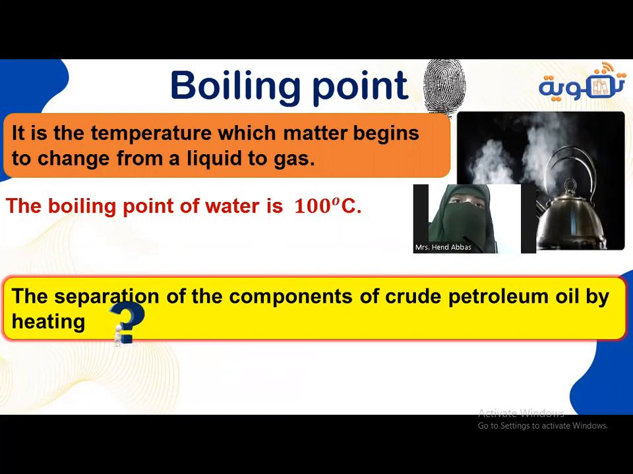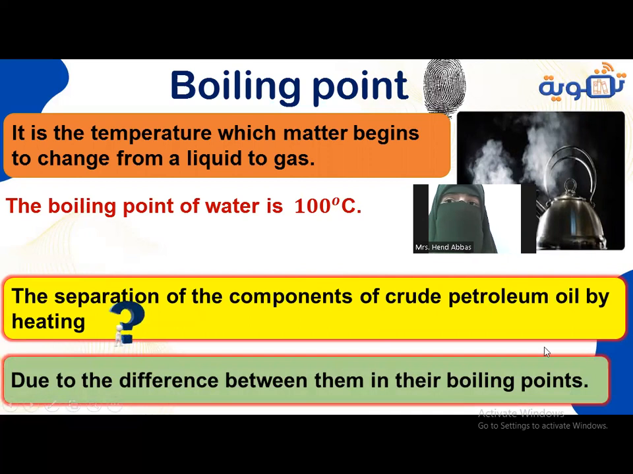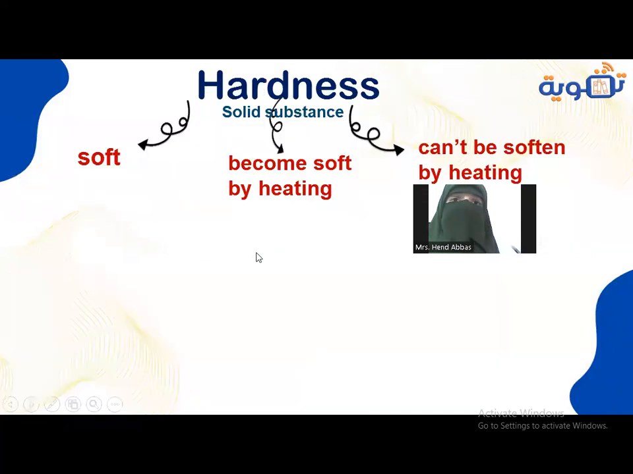So we can separate it, then raise the temperature. Another component will reach its boiling point, change from liquid to gas, then separate. Then again, repeat: liquid to gas, separate. So this is the separation of the components of the crude oil. It depends on what? Melting point? No, it depends on the boiling points, because they have different boiling points, because the boiling point is a fingerprint for the substance.